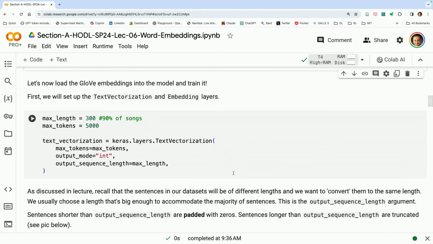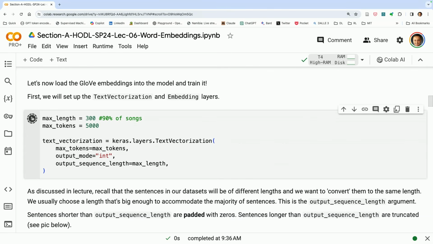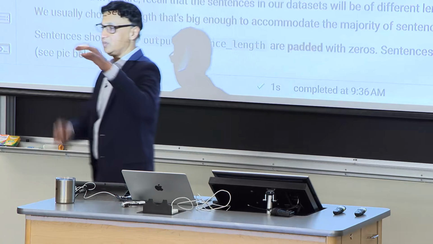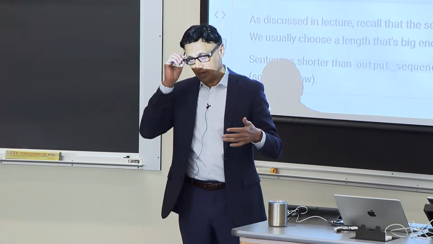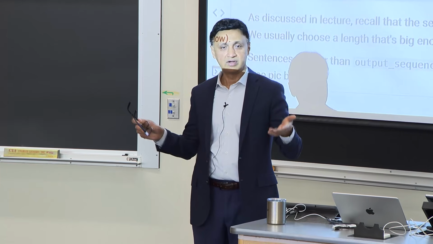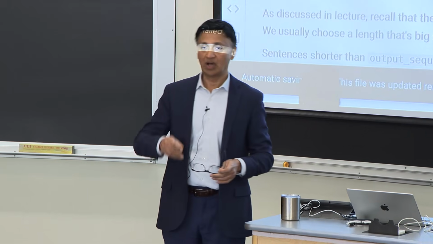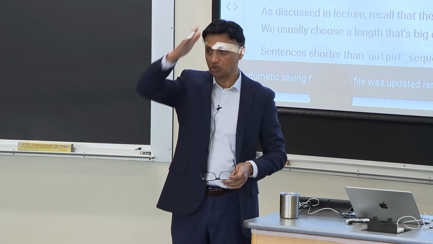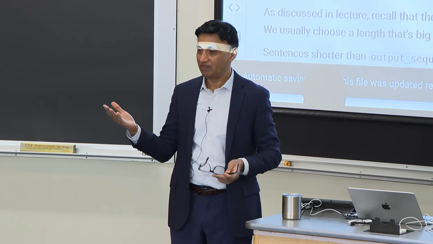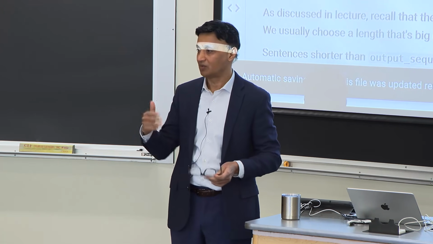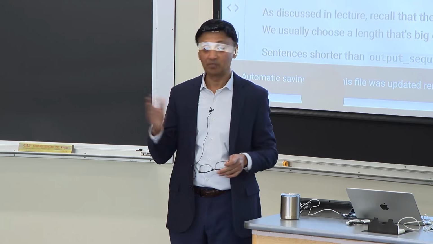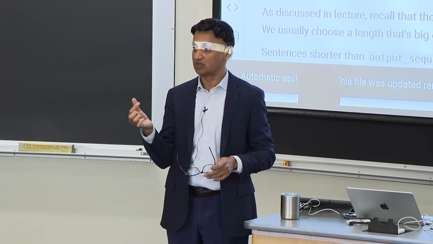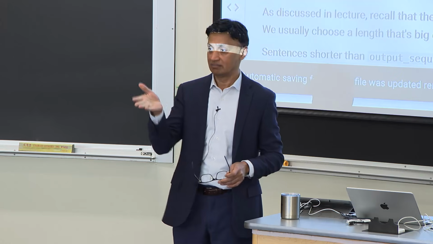Now we'll first set up the text vectorization and embedding layers like we saw before. I'm going to use a max length of 300 for the songs, because all the sentences have to be the same length. You might be wondering why I picked 300 and not 400 or 200. Typically you look at the length distribution of the songs you have, looking for something like an 80-20 cutoff. In this case, 90% of the songs have less than or equal to 300 words in our data set. So I'm just going to go with 300.